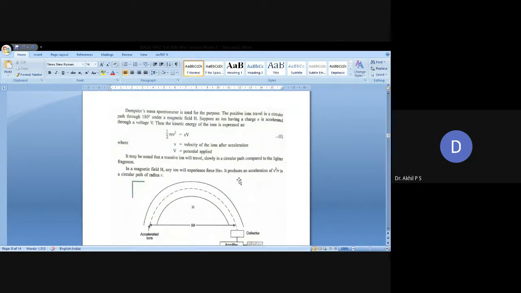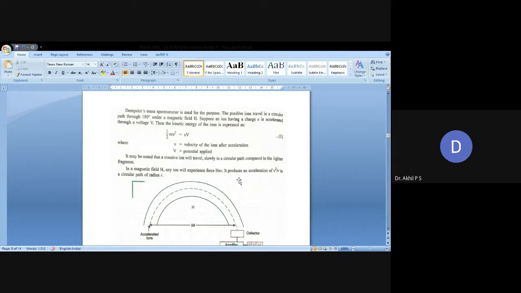The Dempster mass spectrometer is used for this purpose. The positive ion will travel in a circular path through 180 degrees under magnetic field H. Suppose an ion having a charge e is accelerated through a voltage capital V. The kinetic energy of the ion is expressed as half mv squared equals eV. Small v is the velocity of the ion after acceleration. Capital V is the potential applied. It may be noted that a massive ion will travel slowly in a circular path compared to a lighter fragment.